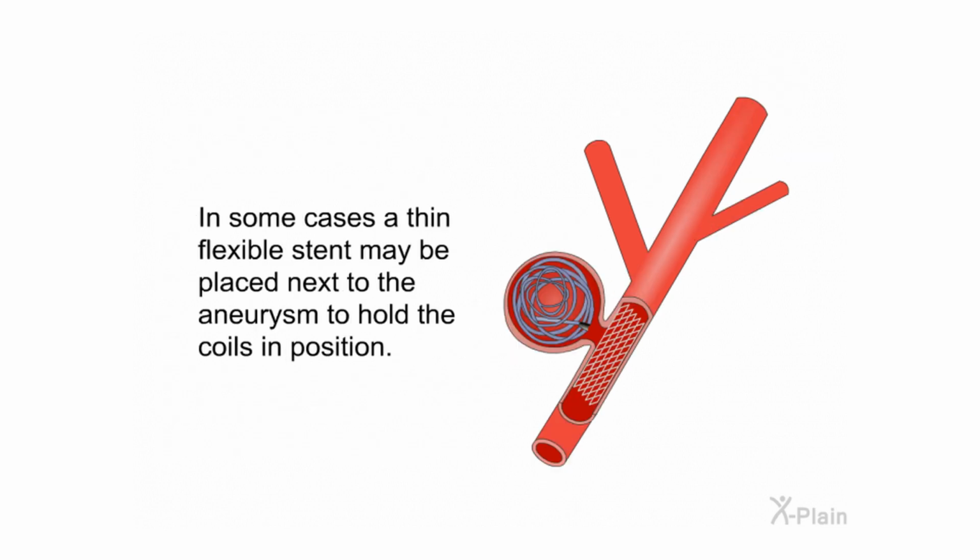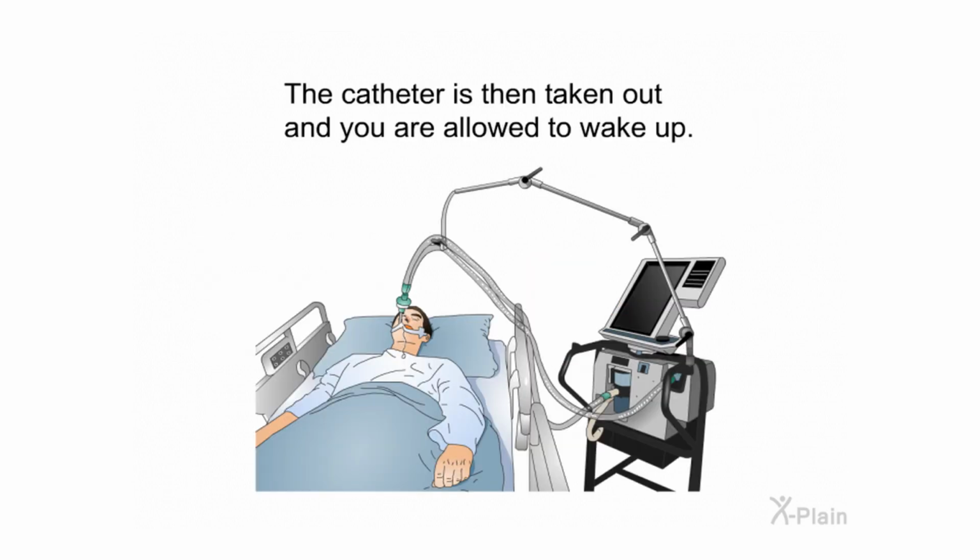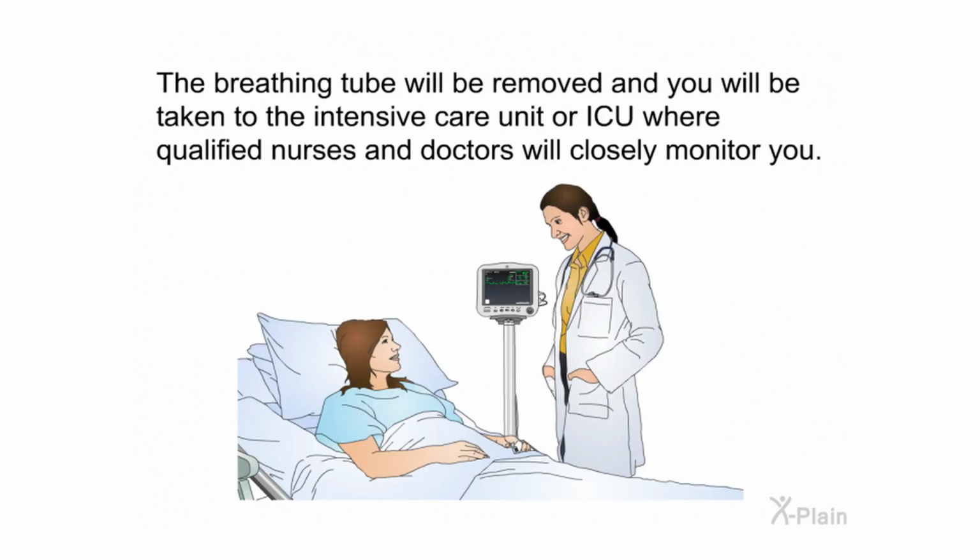In some cases, a thin, flexible stent may be placed next to the aneurysm to hold the coils in position. The catheter is then taken out and you are allowed to wake up. The breathing tube will be removed and you will be taken to the intensive care unit, or ICU, where qualified nurses and doctors will closely monitor you.